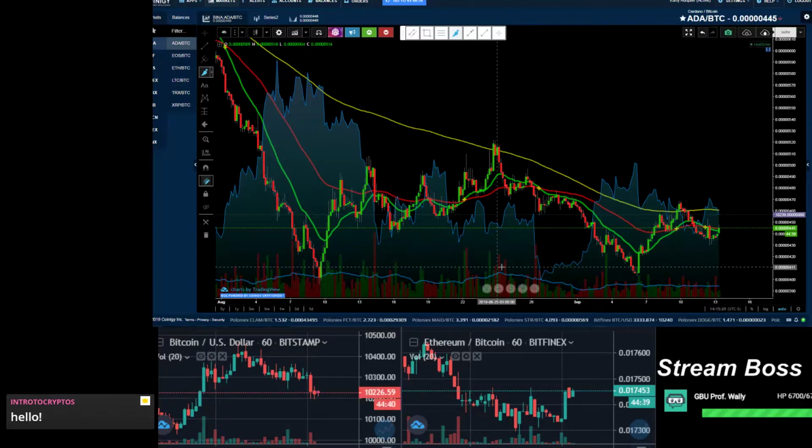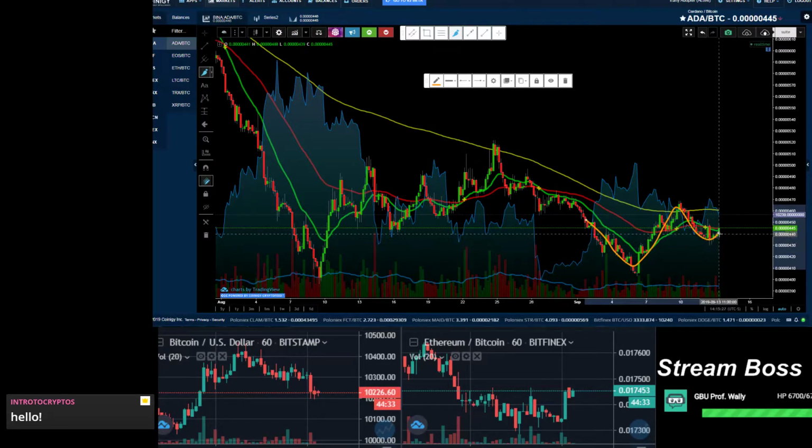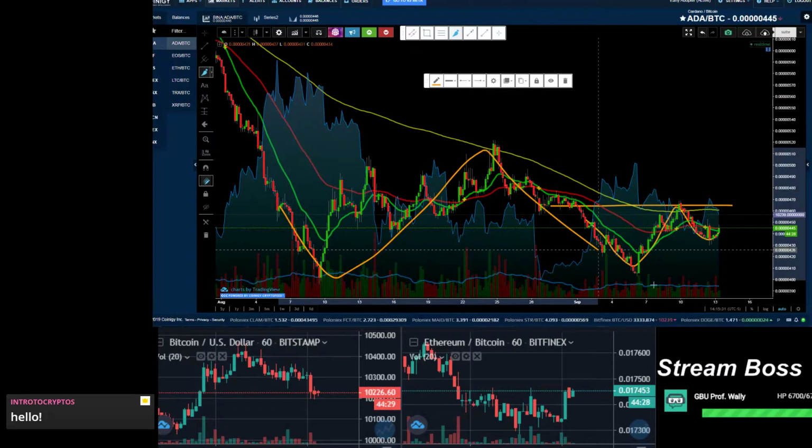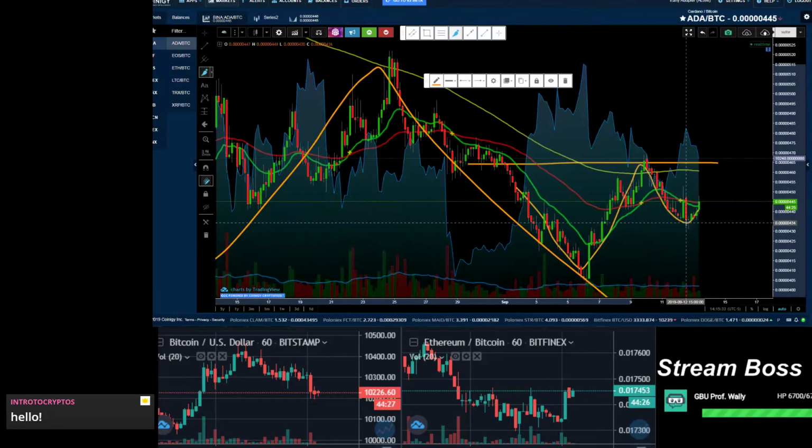Now, what we're looking at here is the 4-hour bars. And we do have what I'll say in ADA is a potential 1, 2, 3 formation setting up right here inside a larger 1, 2, 3. So it's really pretty powerful.